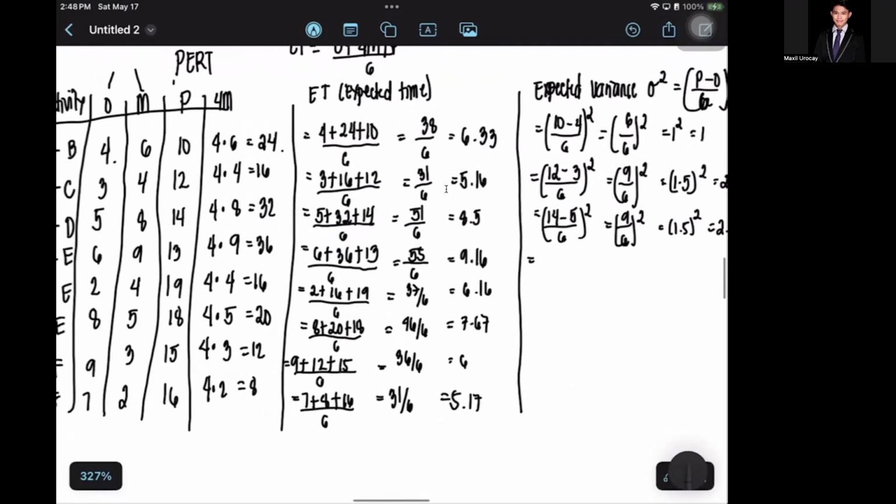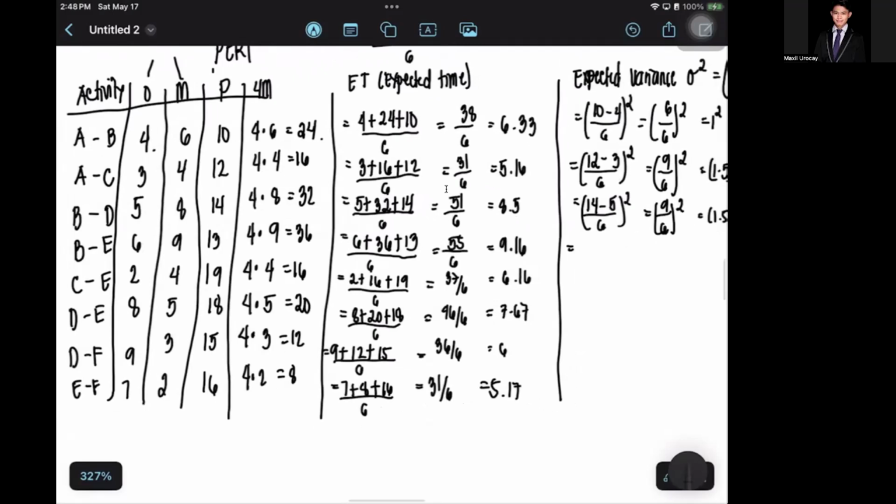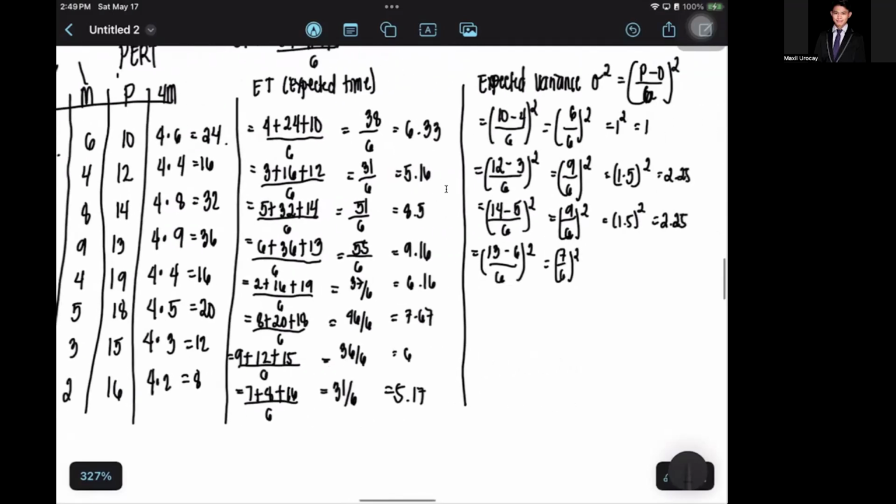Then afterwards, P is 13 minus 6 over 6 squared. 13 minus 6 is definitely 7. 7 divided by 6 is 1.17. So 1.17 squared, 1.17 times 1.17 is 1.37.